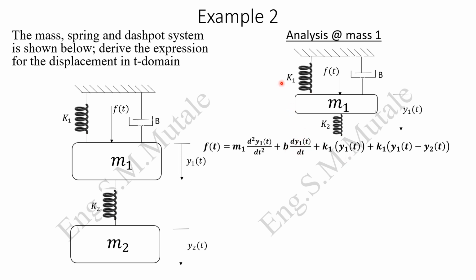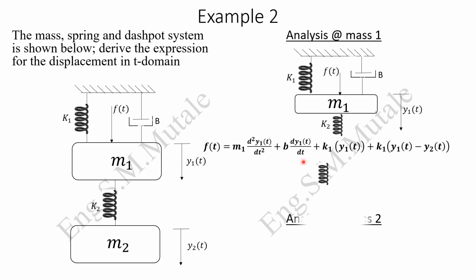And for k1, since k1 is fixed, it only has one reference there, one displacement. That's why I'm saying k1 times that one. But when we come to k2, k2 is not fixed. It's sitting between two masses, m1 and m2, and there are two displacements there. Therefore, you subtract y2 from y1. Why are you subtracting y2? It's because we are at m1, so it will be y1 minus y2. So this is the equation we are going to have according to our analysis at mass 1.